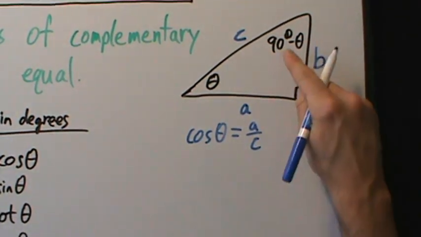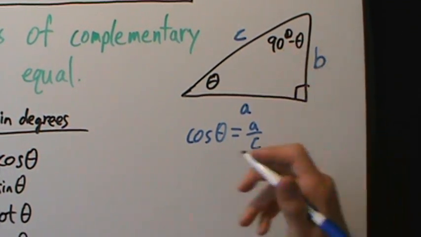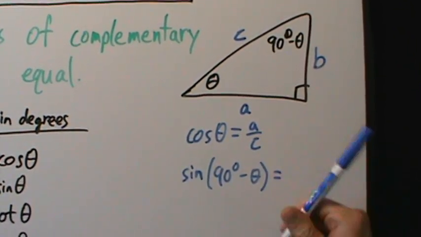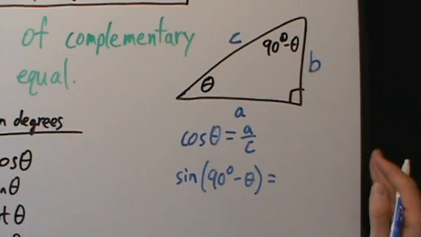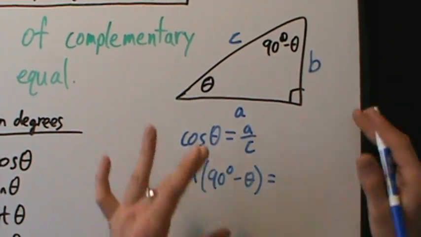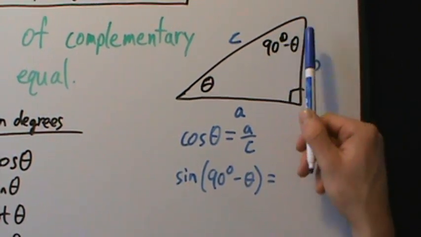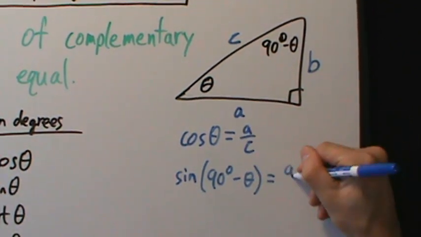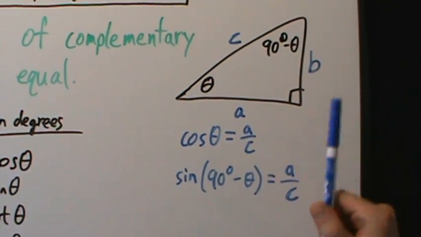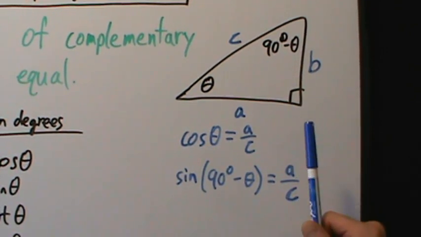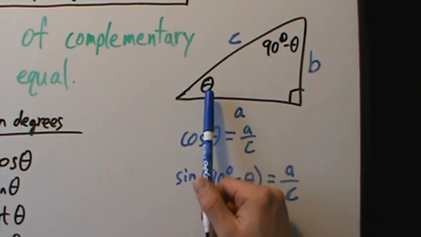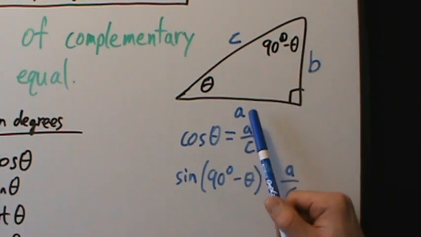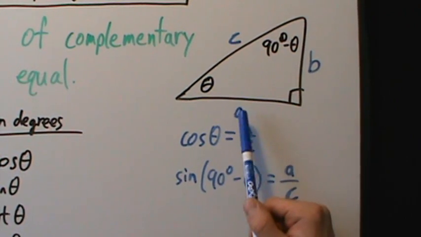Well, what's the sine of this angle right here? What's the sine of 90 degrees minus theta? Remember, 90 degrees minus theta is just another angle here. Sine in general is opposite over hypotenuse. Which side is opposite this angle? This side is opposite that angle. So the opposite over hypotenuse is A over C. Remember, when we talk about opposite and adjacent, we mean with respect to the angle we're talking about. With theta, the adjacent side is A, but with this other angle, 90 degrees minus theta, the opposite side is A.